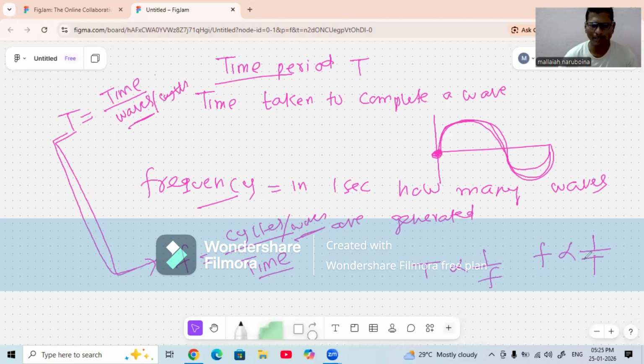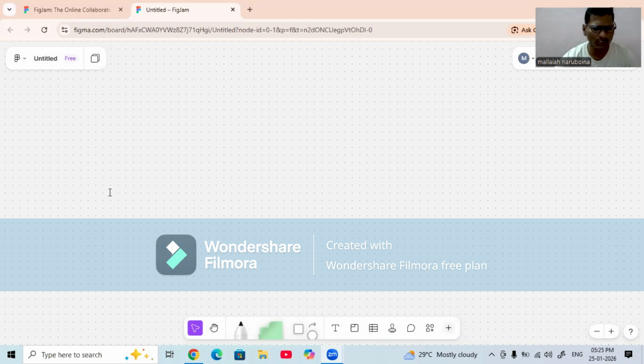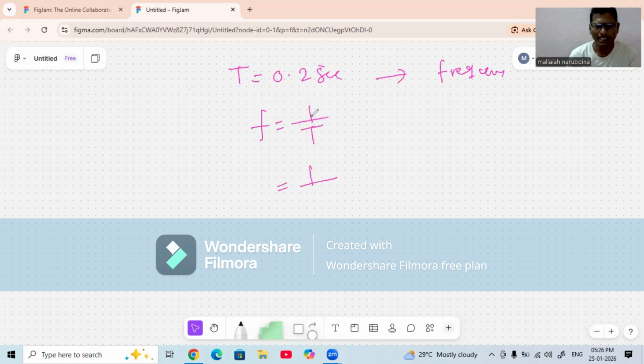With one small problem, I will make it clear. Suppose time period is 0.2 second. That means to produce one wave, it takes 0.2 seconds. From this, I want to find frequency. So we know the formula, frequency is 1 by T. So 1 by 0.2. Multiplying both numerator and denominator by 10, we get 10 by 2. So 2 fives are 10, so I got 5. So frequency is 5.